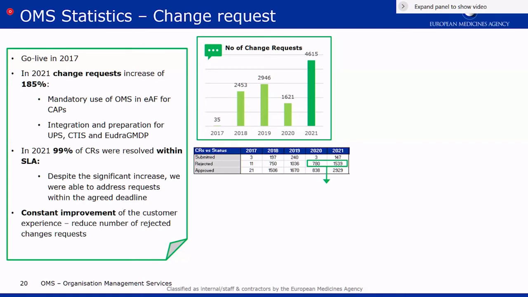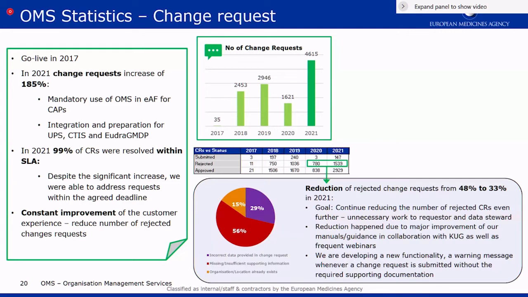And because our priority is always to make everyone's life easier, and to continue the constant improvement of the customer experience, the majority of our change requests were approved last year. We were able to reduce the number of rejected change requests from 48%, which was captured in 2020, to 33%. This was done with the support of the key user group. We did a major improvement of our manuals and our guidance, and with this, we feel that this significant decrease was clearly notorious.